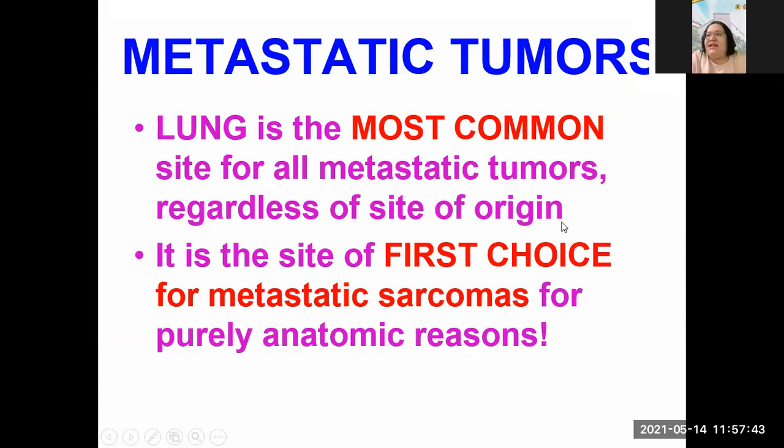So metastatic tumors, the lung is the most common site for all metastatic tumors, regardless of the site of origin. So if you're having a liver cancer as the primary cause, renal cancer, or other cancers in other organs of the body. Breast cancer, very common, because of the proximity of the breast to the lung. The lung is the most common site for all the metastatic tumors. And it is the site of first choice for metastatic sarcomas for purely anatomic reasons.